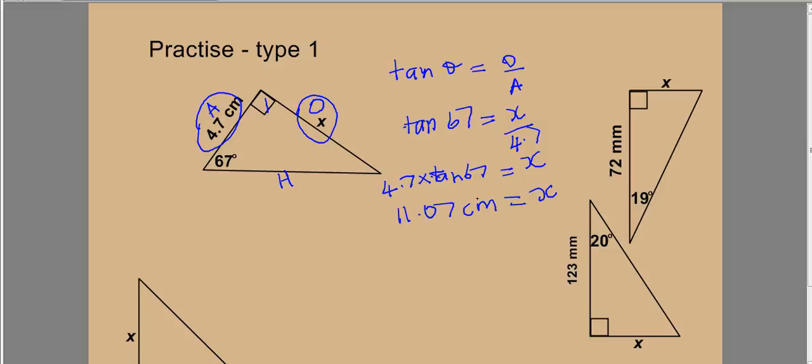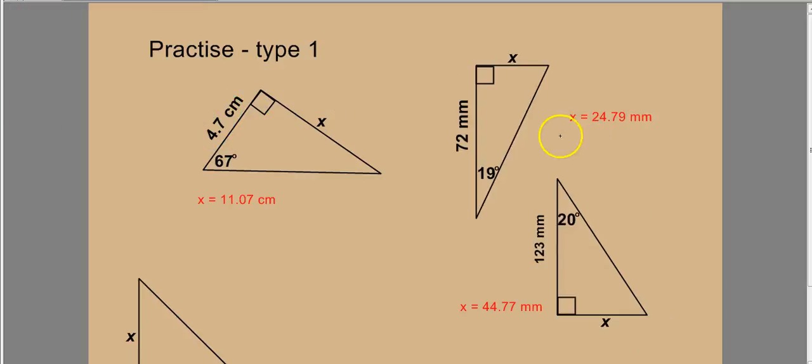Okay, I'm going to pause this video, work out those other two answers for you, and just put them there so that you can check your answer. Okay, so here we are. If you did this question here, my answer was x is 24.79 millimeters, don't forget the units, and that looks pretty good to me. It's a little angle, so it should be opposite a little side. And this one down here, my answer was 44.77 millimeters.